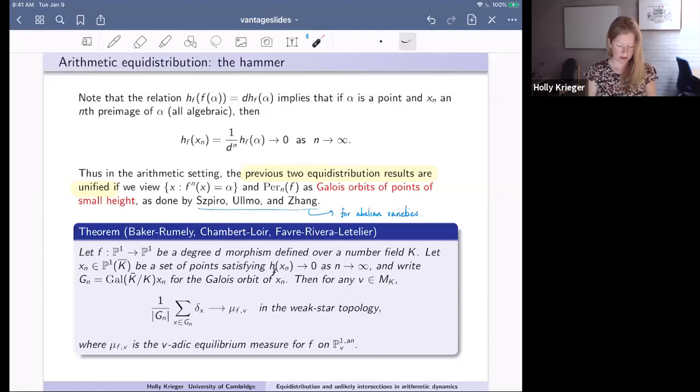Now I haven't told you yet what a v-adic equilibrium measure is. I've told you what it is in the Archimedean setting, but that's it, and I'm not going to tell you too much about it. But this is the statement: the unifying perspective when there is arithmetic is that it's points of small height which equidistribute to this natural measure.